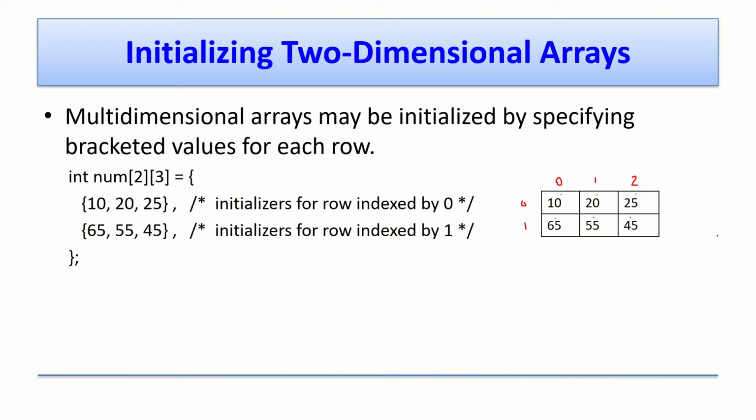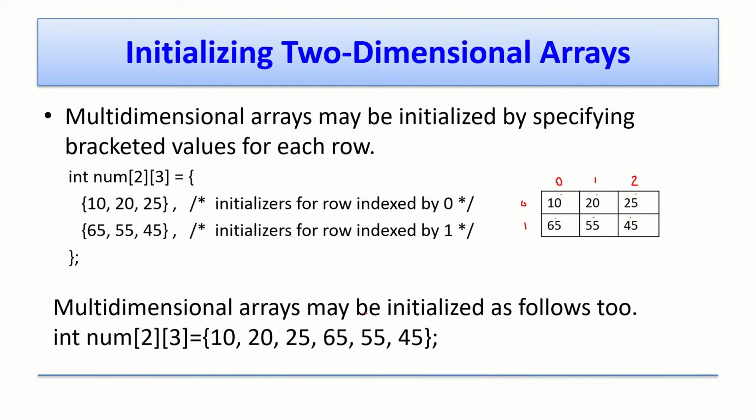All right. So the multidimensional arrays may be initialized as follows too. So you can use this method as well. In this method, we are not going to separate the 2 rows, because in here I specify the number of rows and the number of columns of each row. Then the compiler knows the first row has 3 columns, and the second row has 3 columns. So in terms of indexing, this is row 0, this is row 1.